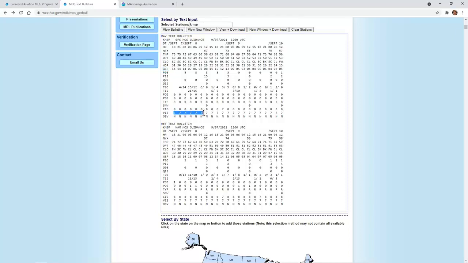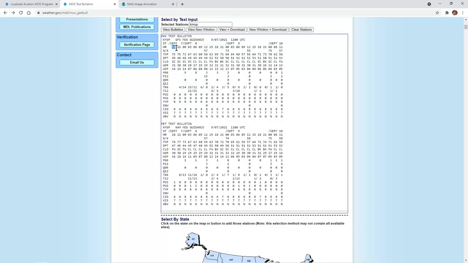Now, you have to have a magic secret decoder ring for this, because these are categorical. These are not absolute ceiling or visibility numbers. They're categorical from that standpoint. And I'll show you that in just a second.